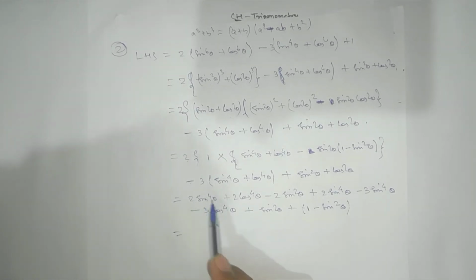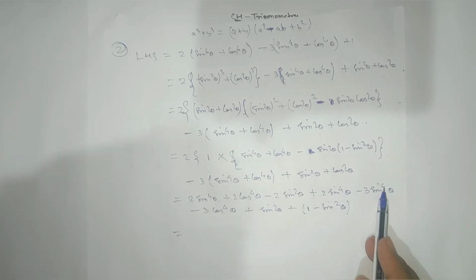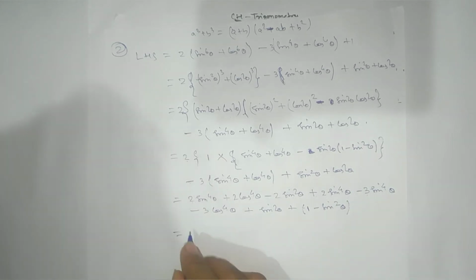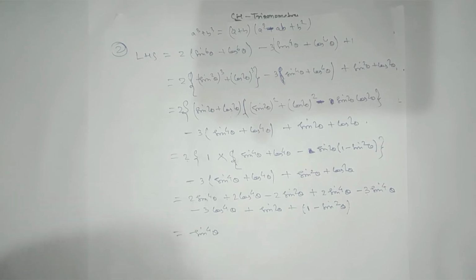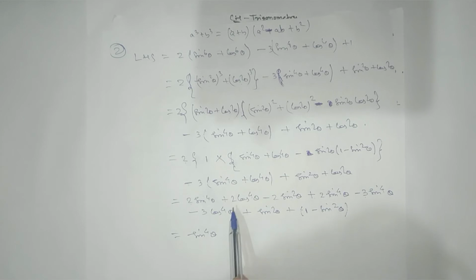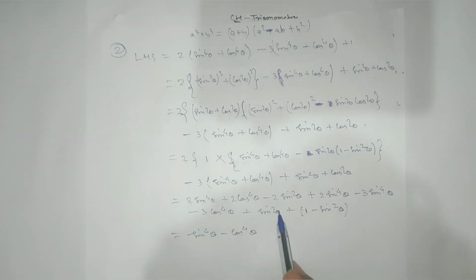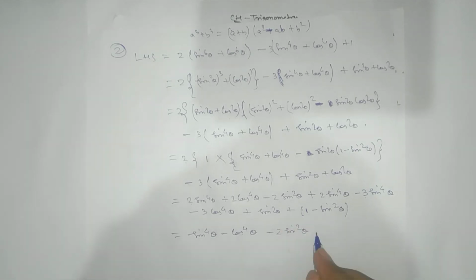So 2 sin^4 theta plus 2 sin^4 theta minus 3 sin^4 theta. That means 2 plus 2 is 4, and 4 minus 3 will give you 1. That means sin^4 theta we'll get here. Okay, now here where plus 2 cos^4 theta minus 3 cos^4 theta will give you minus cos^4 theta. Okay, next plus sin^2 theta minus sin^2 theta will cancel each other, and what we'll get here is minus 2 sin^2 theta, and there is a plus 1.